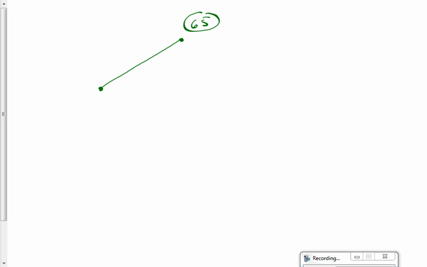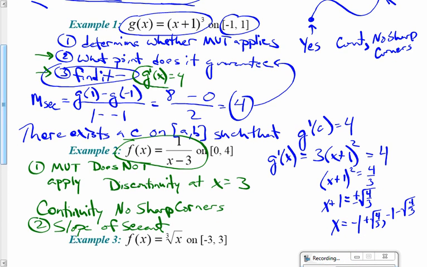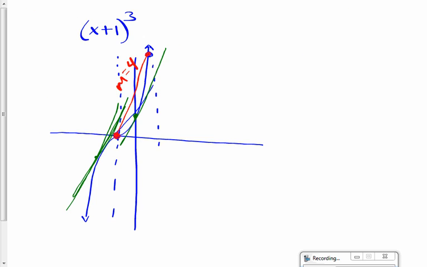Good. We found that the slope at some point is 4, because if we draw the secant between -1 and +1, that slope was 4. The third step is really to find the point at which the secant is parallel to the tangent. And sometimes it's going to ask you to do that, sometimes it's not.